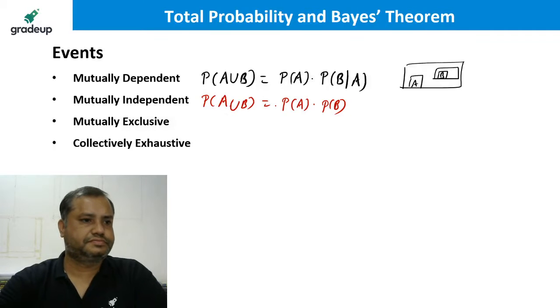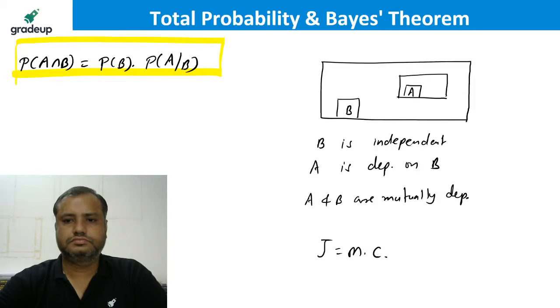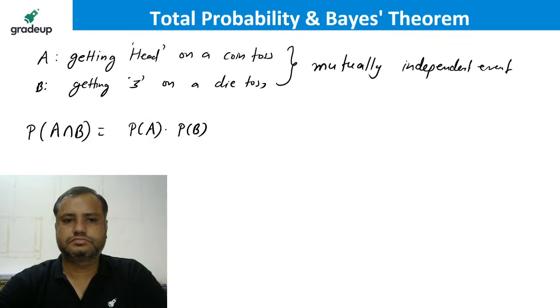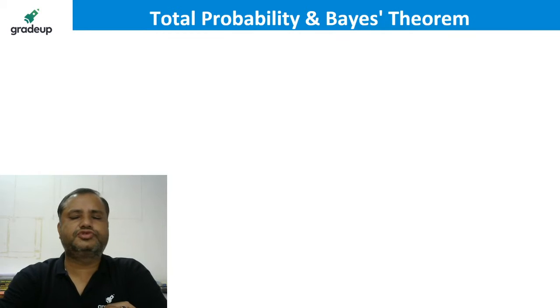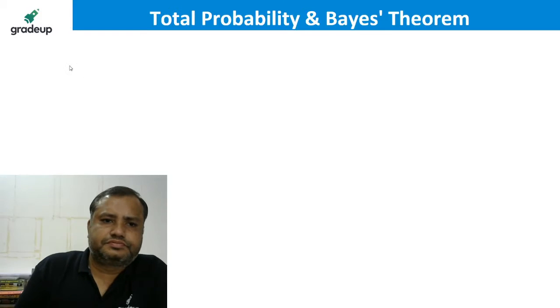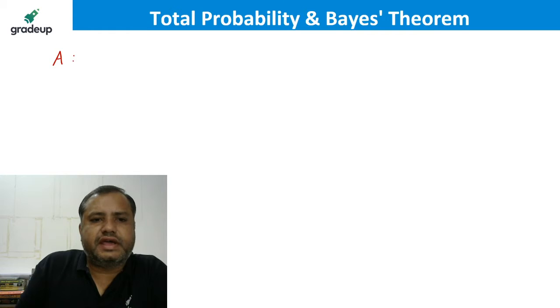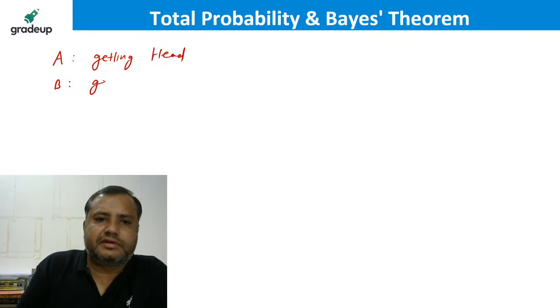Then next. Now what is the third event? Third event was mutually exclusive. Suppose event A is getting head and event B is getting tail on the same coin.